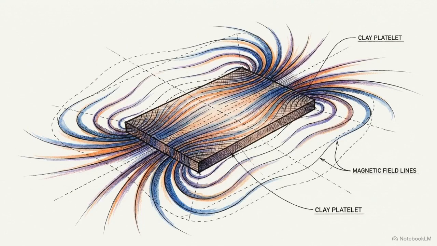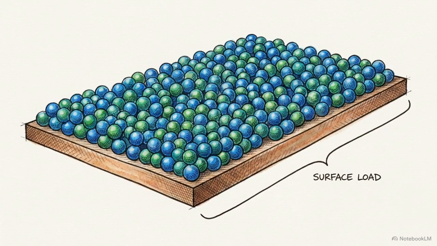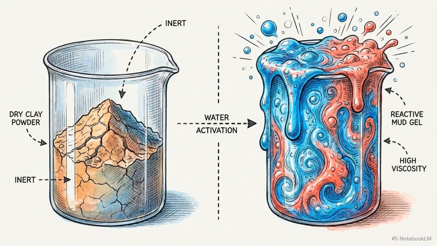This creates a permanent net negative electrical deficit across the whole clay platelet. To compensate for this deficit, the negatively charged clay plate acts as a magnet. It pulls positive ions, called cations, out of the surrounding environment and adsorbs them onto its exterior surfaces to balance the charge. The total quantity of cations a specific amount of clay can hold is measured as its cation exchange capacity, or CEC. This measurement is the primary indicator of how reactive the clay will be.